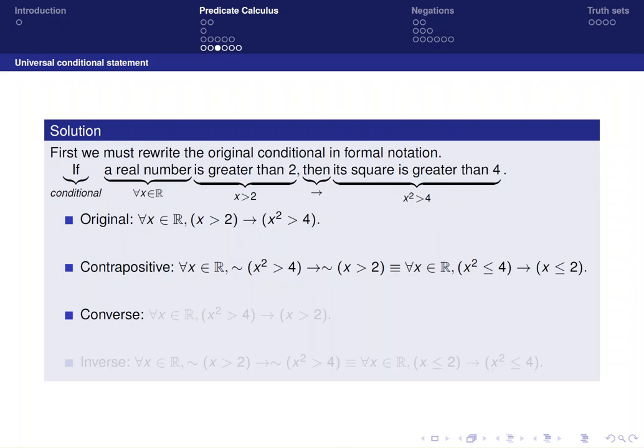The converse will just swap the original conditional p and q predicates, but it will not negate them. And then finally, the inverse will negate, but it will not swap the original predicates in the original conditional. So negating x greater than 2 and negating x squared greater than 4, we get the following.